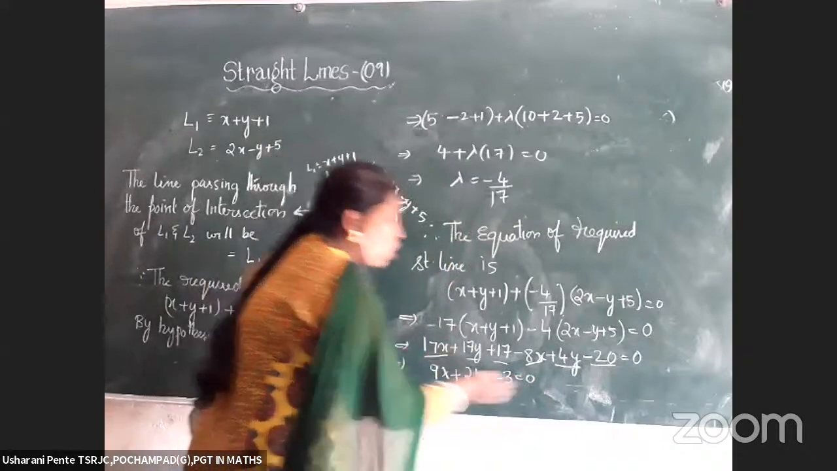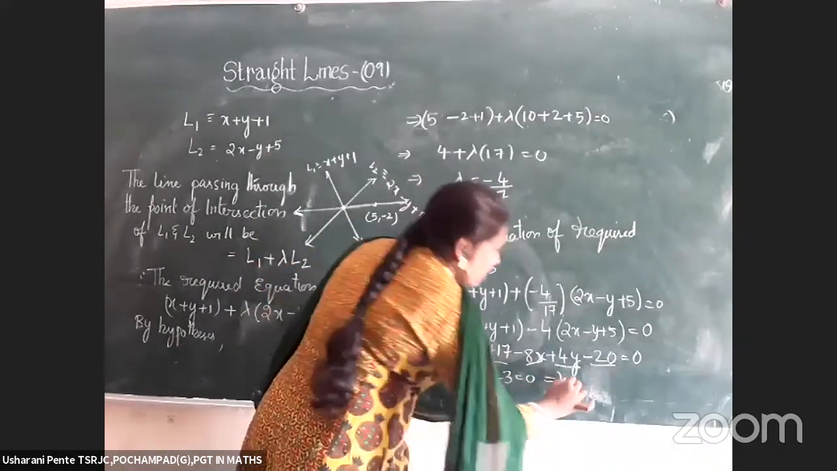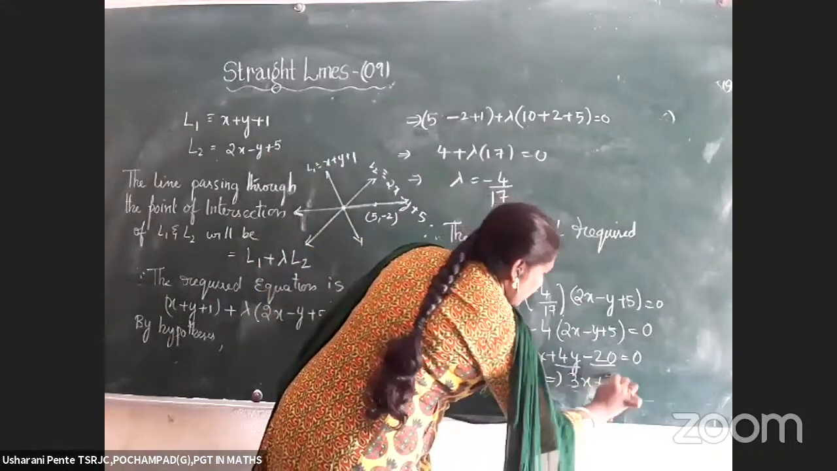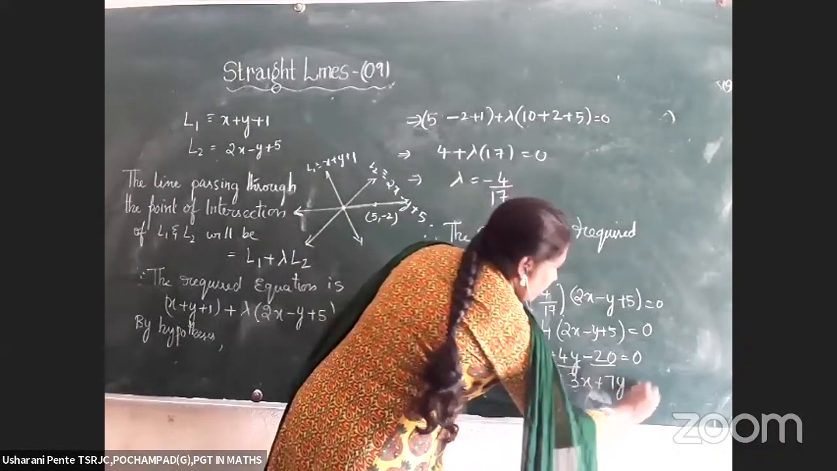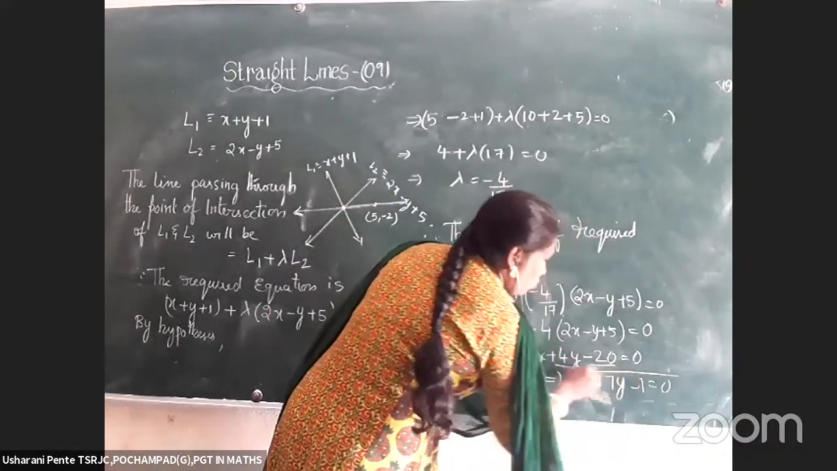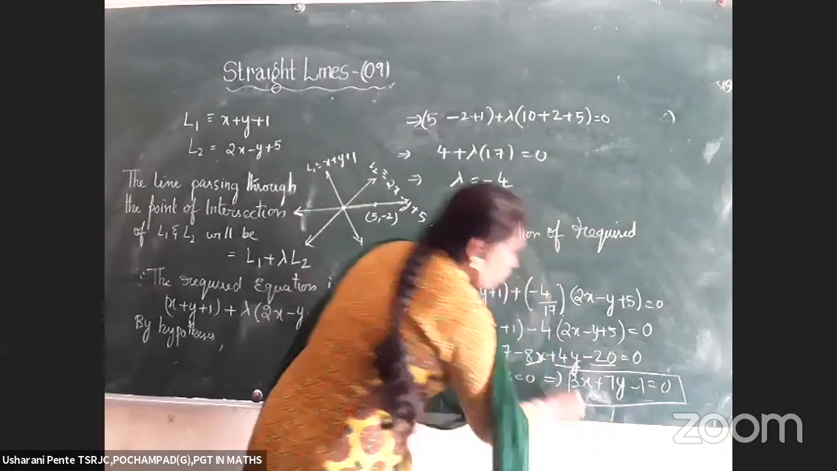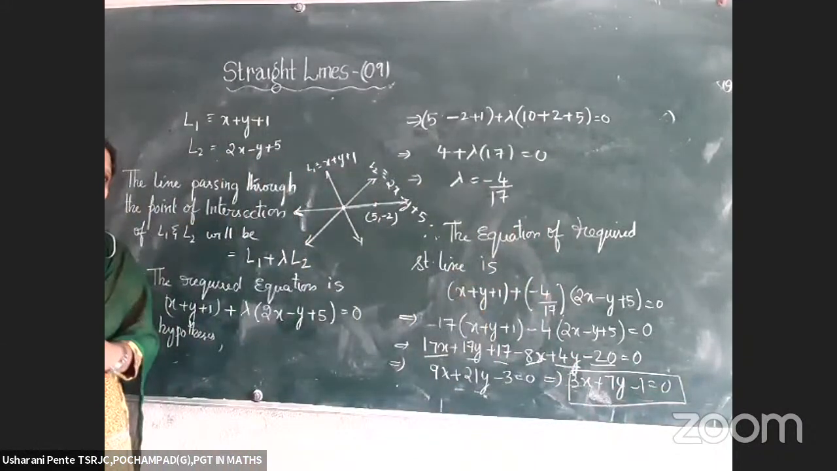If I take 3 common from this, what I'll get? 3x plus 7y minus 1 is equal to 0. This is my required equation.